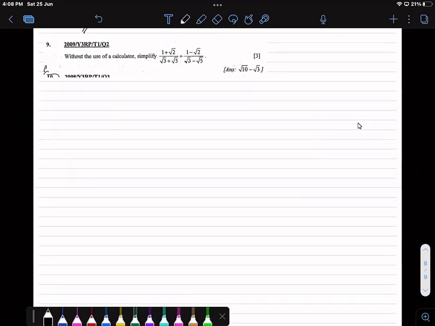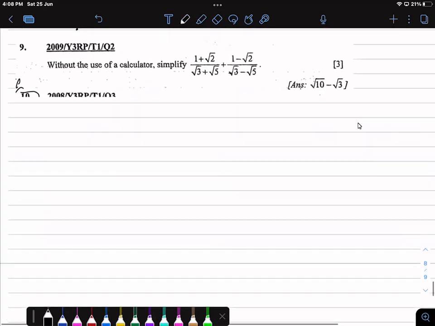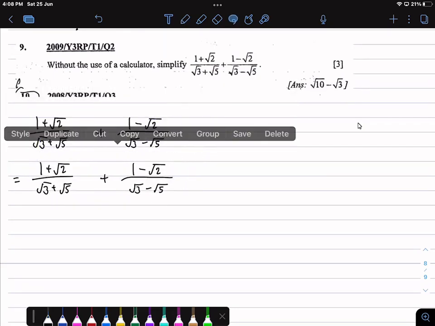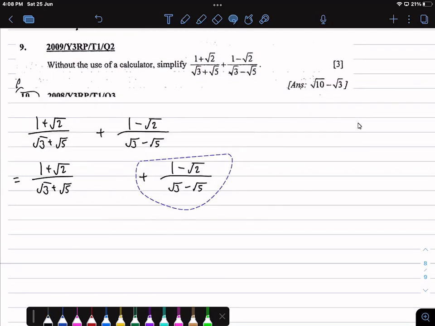Okay, question 9. Without the use of a calculator, simplify this guy. We need square root 10 minus square root 3 as an answer. Okay, let's do that. So the procedure is simple. You just rationalize the denominator. It's the same thing. You have to do it 2 times. So let's do that. Maybe, wait, let me copy this. I leave a blank space.